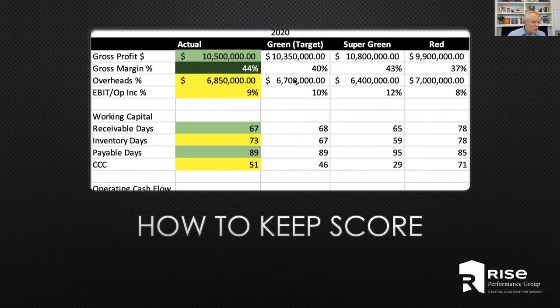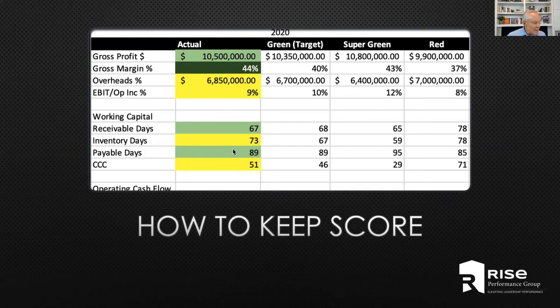The target was 6.7 million. They came in at 6.85. They were between green and red, so they scored themselves a yellow on that. EBIT, their operating income, their target was 10%. They came in at 9, just a little bit short there, but clearly a good trend up here with these gross margins. Area of opportunity, continue to work on these overheads.